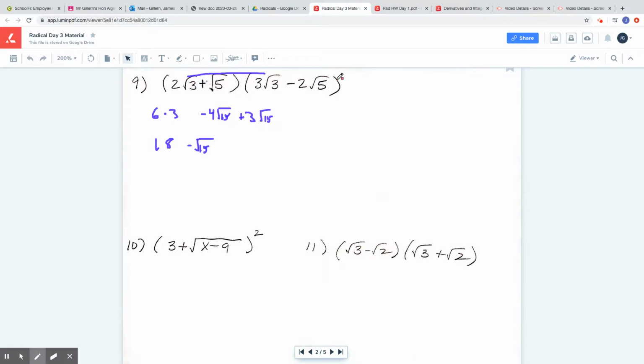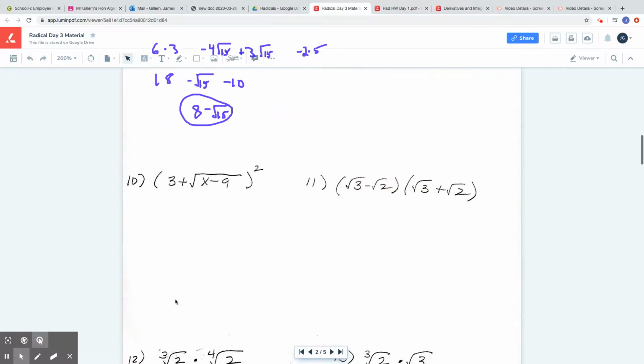And then square root of 5 times negative 2 root 5 is negative 2 times 5 times root 5 times root 5, which is 5, minus 10. I get 18 minus 10, which is 8. So it's 8 minus the square root of 15, or negative root 15 plus 8. Same thing. All right.